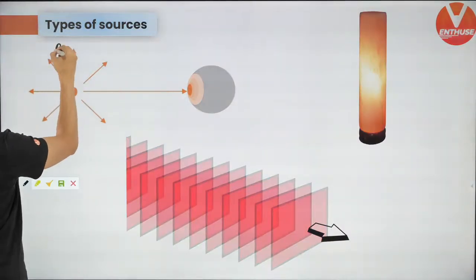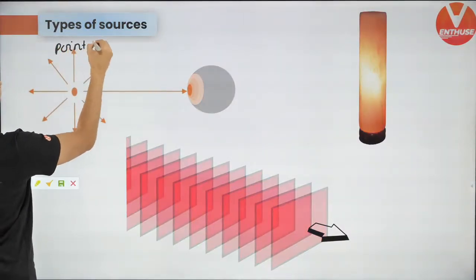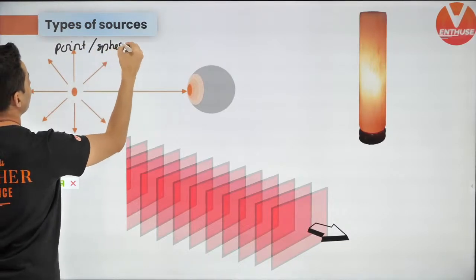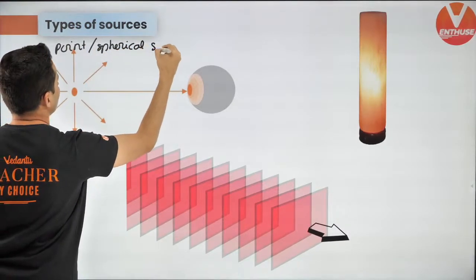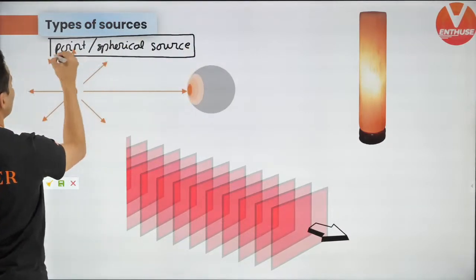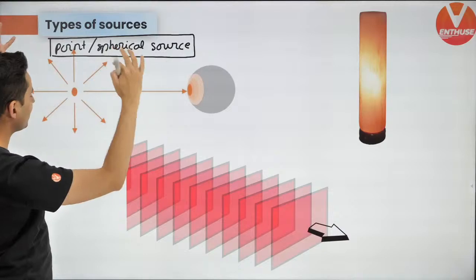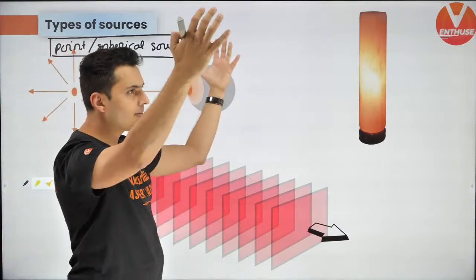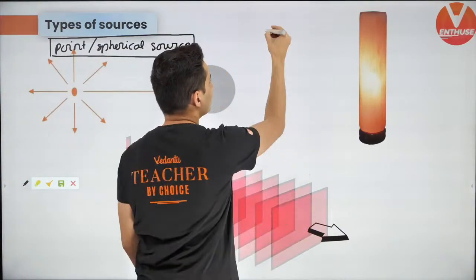This is called a point or spherical source of sound. Keep this in mind. This is point or spherical source. It goes in the form of spherical wavefronts everywhere. Next is cylindrical.